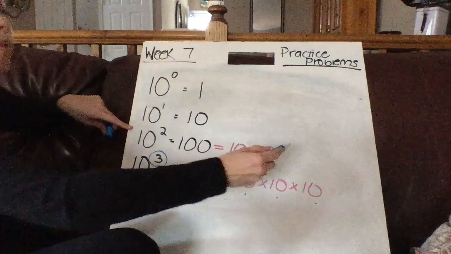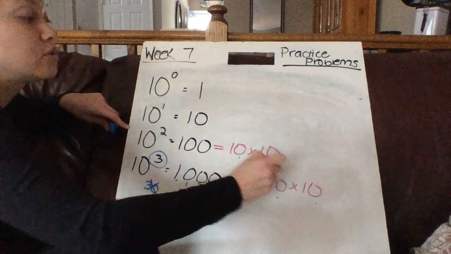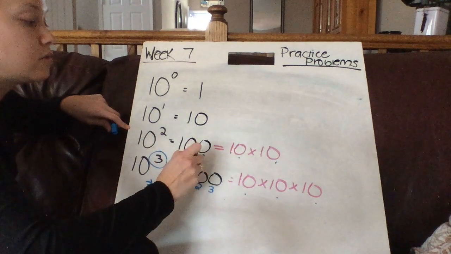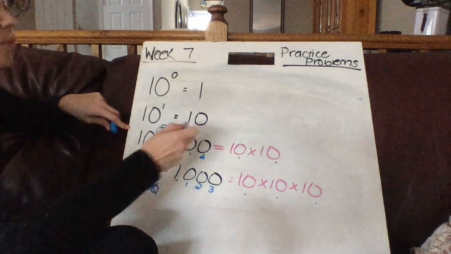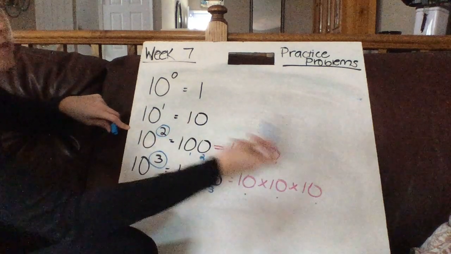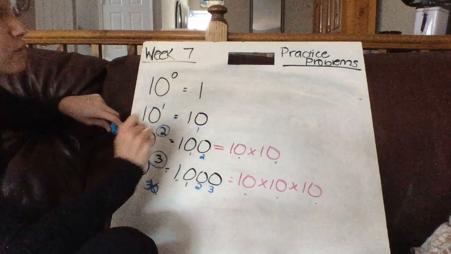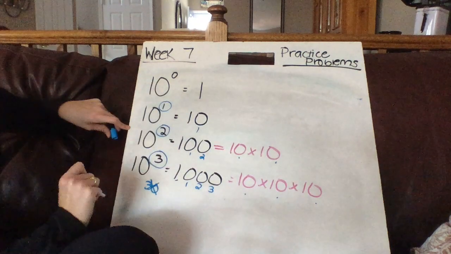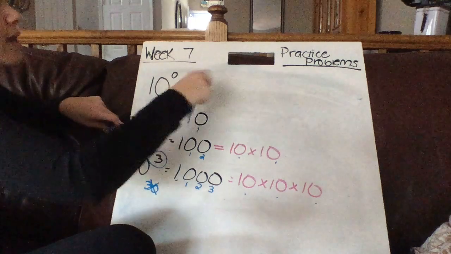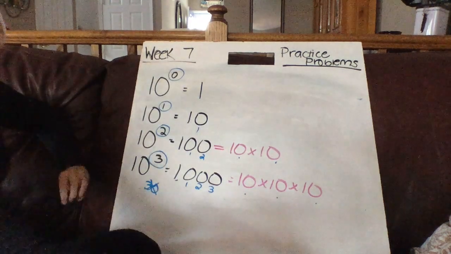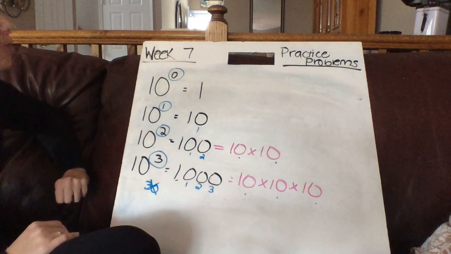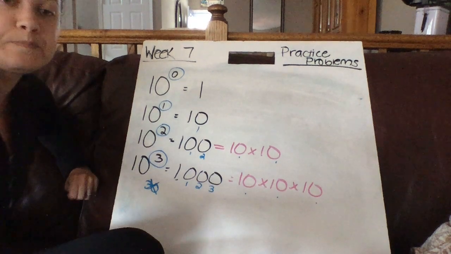Okay, and this can be applied here too. So 2 tens, 2 zeros, the exponent is 2. We only have 1 ten, so we don't even have to multiply it out. 1 ten has 1 zero, exponent is 1. 1 has no zeros, and the exponent is 0, so there shouldn't be any zeros. Okay, just a quick review on exponents.